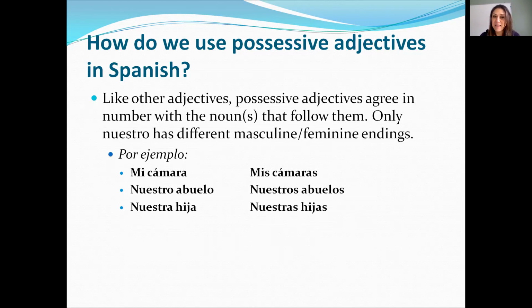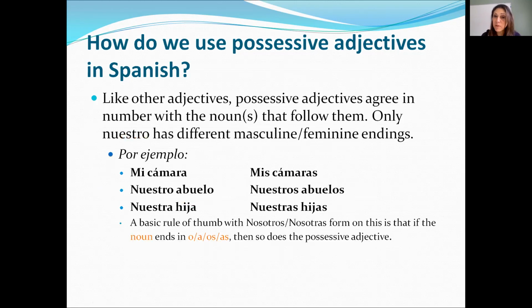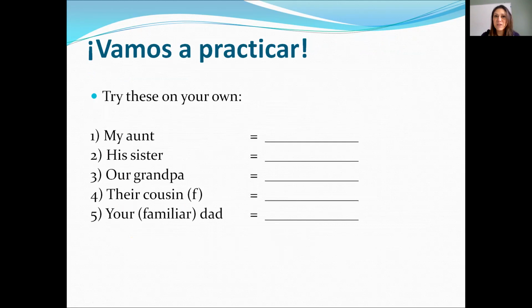And then nuestra hija, nuestras hijas. Our daughter, our daughters. Our grandfather, our grandparents. My camera, my cameras. Now, a basic rule of thumb with the nosotros, nosotras form is that if the noun you're modifying ends in o, a, os, or as, then the possessive adjective pretty much will be the same. All right, now see if you can do these. Pause it and see if you can get these.